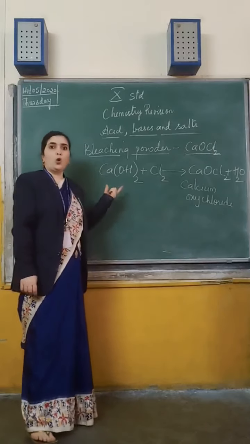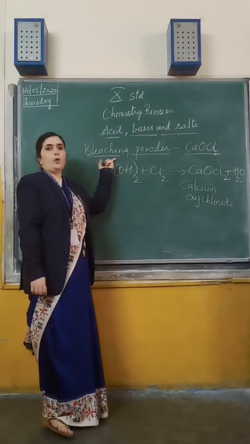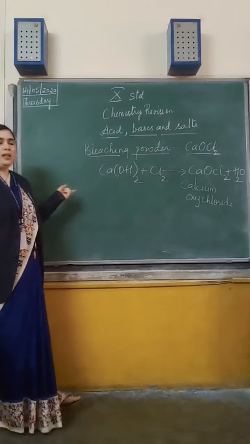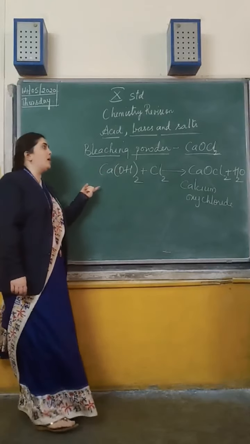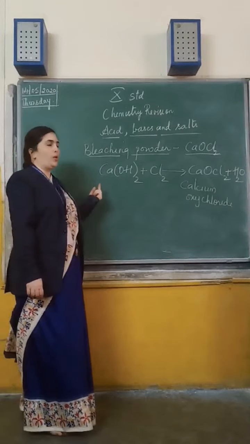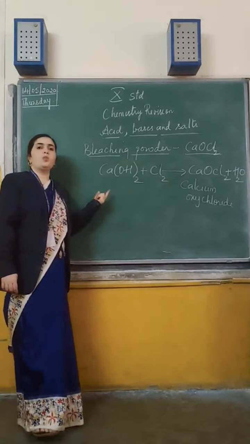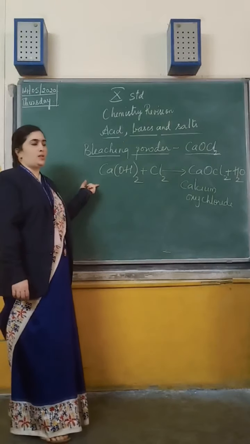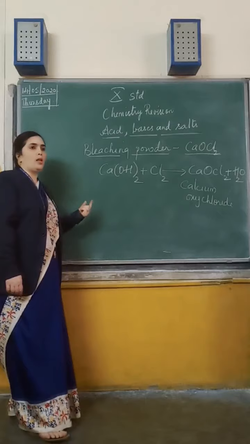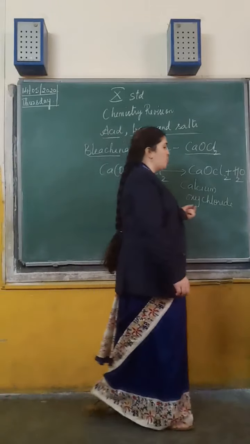You use bleaching powder for bleaching clothes and paper. Even for disinfecting water, to kill the germs in drinking water, we use bleaching powder. It is also used in many industrial processes for oxidizing substances. So that was the use of bleaching powder.